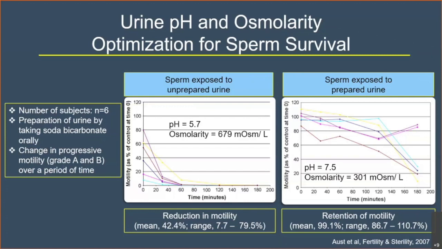These were men who were given oral soda bicarb in the morning, and then the urine sample had a good pH of 7.5 and a normal osmolarity of 300, as illustrated here, and this results in retention of motility. So optimization of sperm can result from regulating the urinary pH and osmolarity, as is done for sperm recovery from retrograde ejaculates. Next slide.